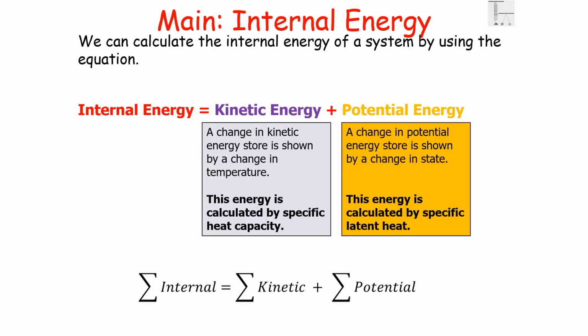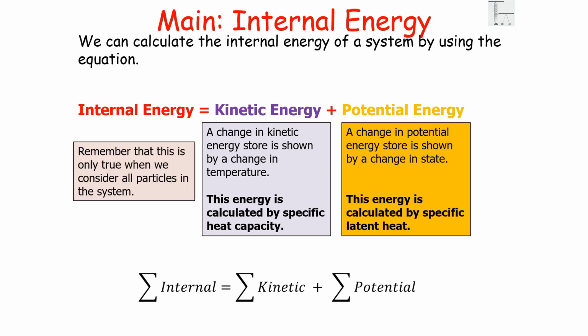Now the kinetic energy store can be looked at by thinking that a change in kinetic energy store is shown by a change in temperature, and this energy can be calculated by using specific heat capacity, whilst a change in potential energy store is shown by a change in state, and this energy is calculated by the specific latent heat. But remember, it's only true when we consider all particles in the system.